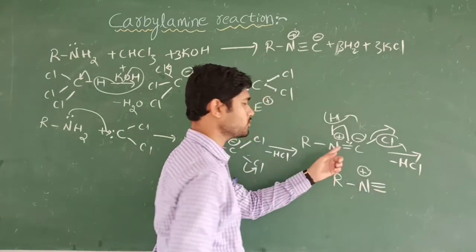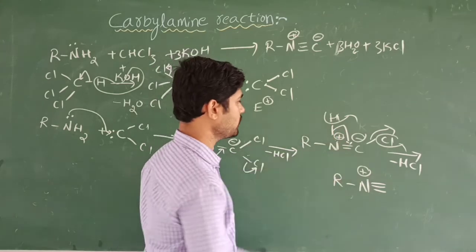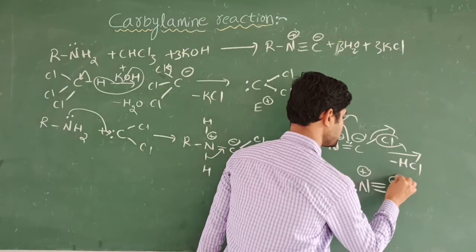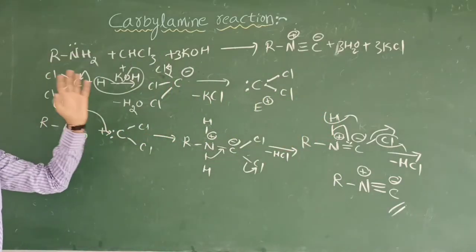So who is the donor here? This hydrogen bond is going to shift here to become a triple bond. So now this is C minus as it is. So this is our product. So this is the beautiful mechanism of the carbylamine reaction.